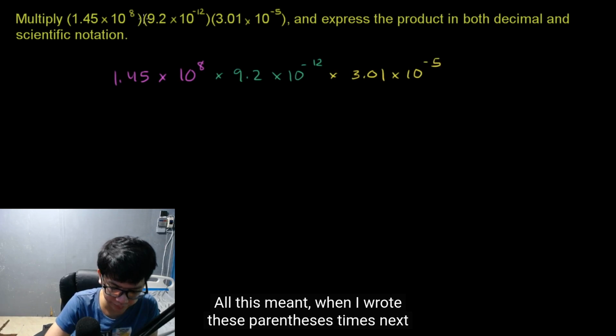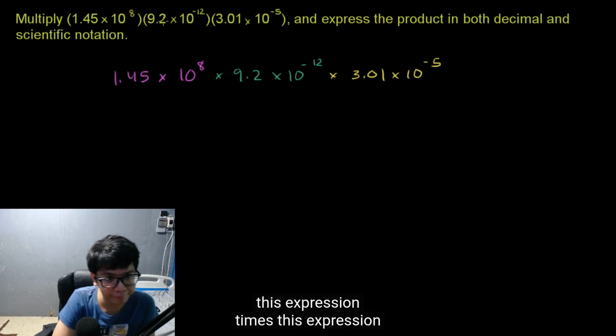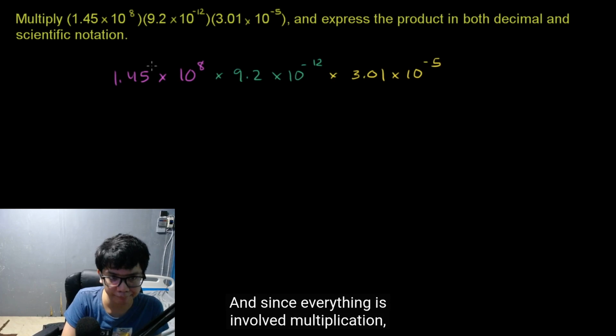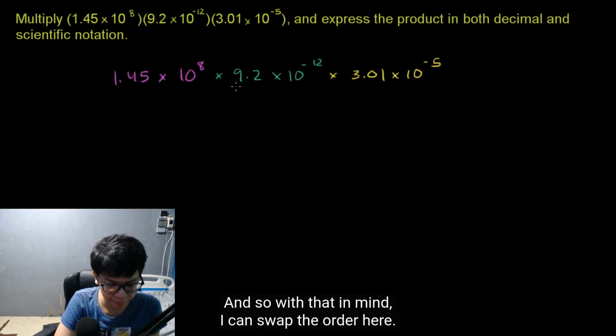All this meant when I wrote these parentheses next to each other is that I'm just going to multiply this expression times this expression times this expression. And since everything is involved in multiplication, it actually doesn't matter what order I multiply in. And so with that in mind, I can swap the order here.